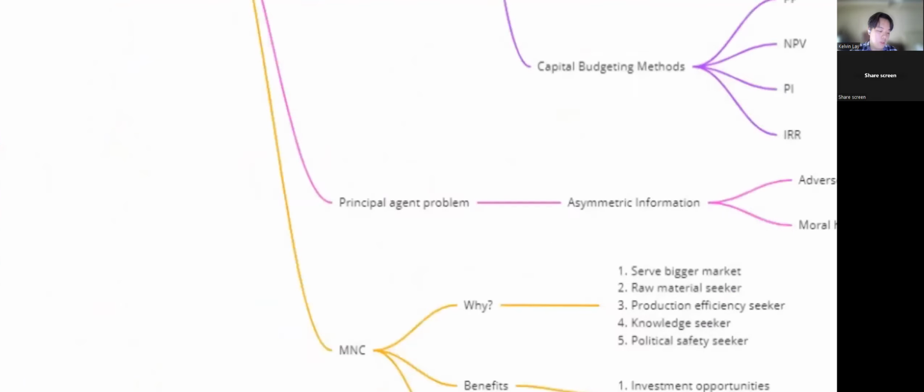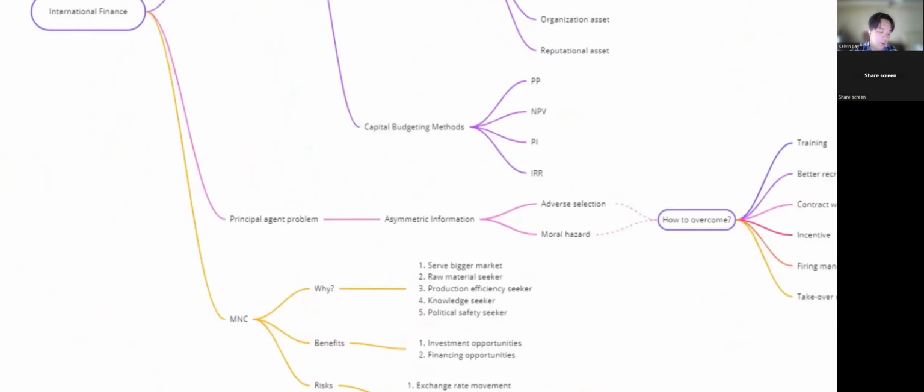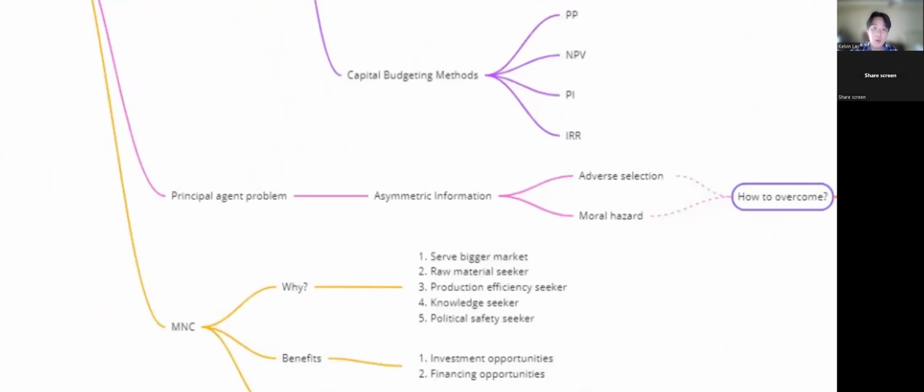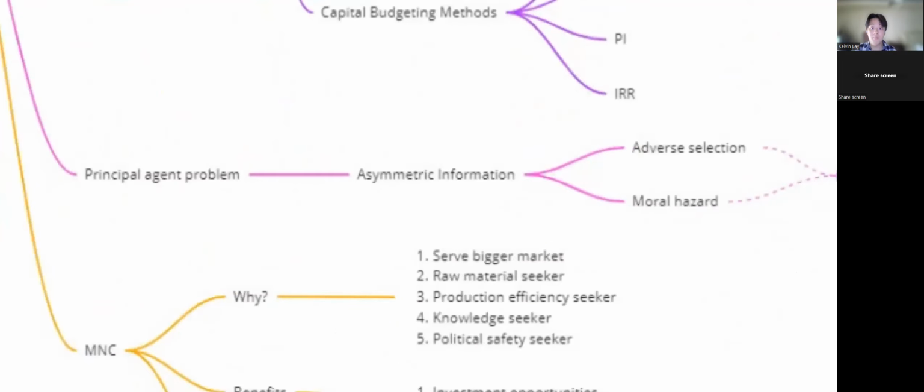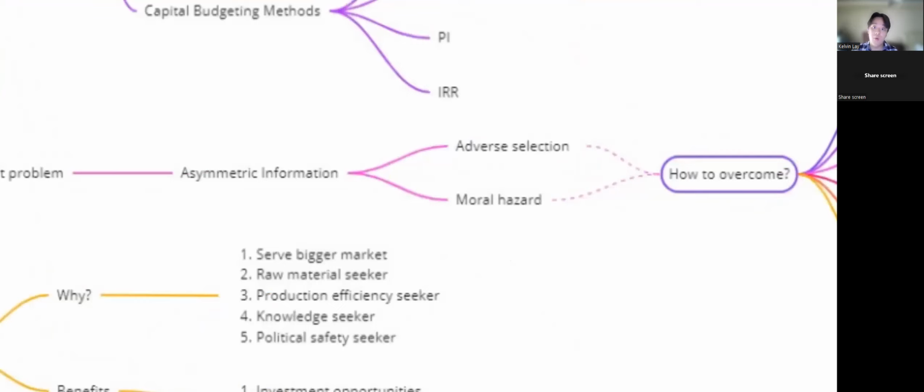So we're coming to a new topic, the principal agent problem. So what is the principal agent problem? It's a conflict that may occur between shareholders and managers within a company because of asymmetric information. What is asymmetric information? It refers to when one individual or party has more information compared to others. It leads to examples of adverse selection and moral hazard.